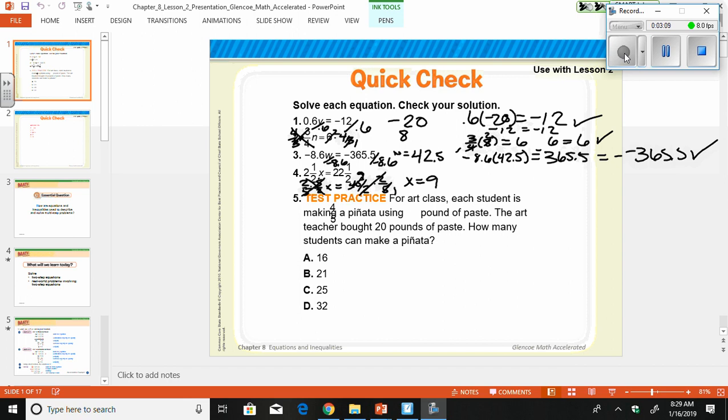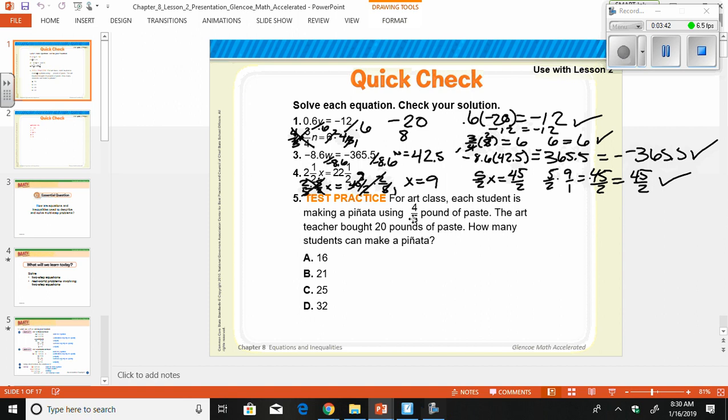So we can plug that back in. So 2 1/2 we said was 5 halves x is equal to 45 halves. That'll be 5 halves times 9 equal to 45 halves. 9 times 5 is 45. 2 times 1 is 2. So it checks out.